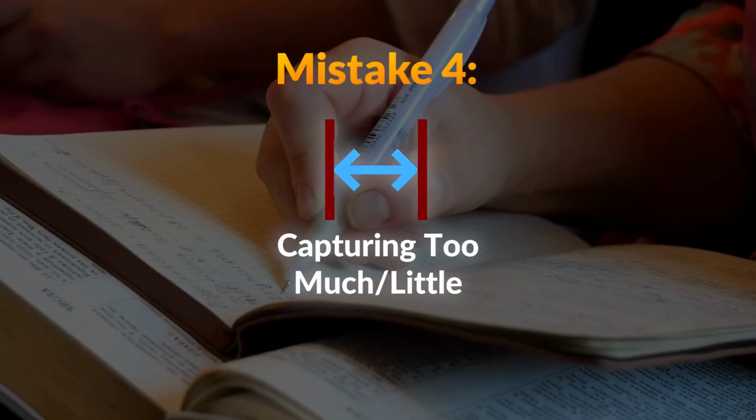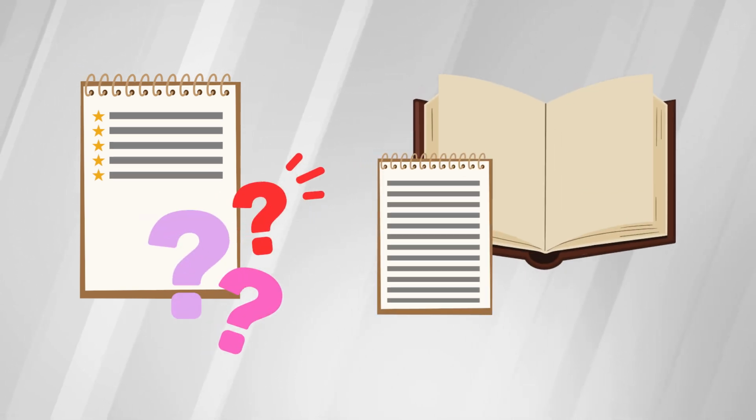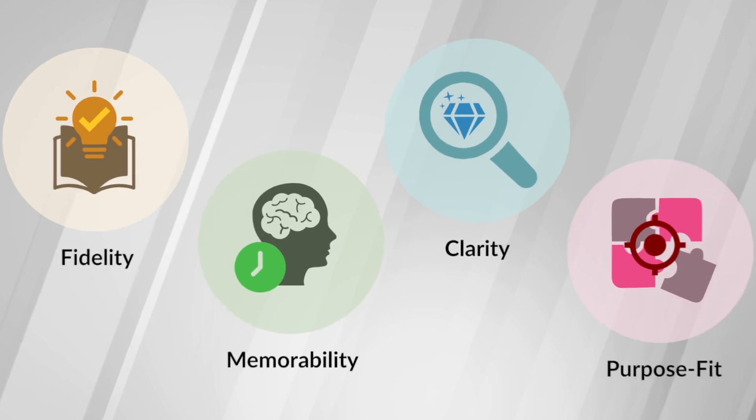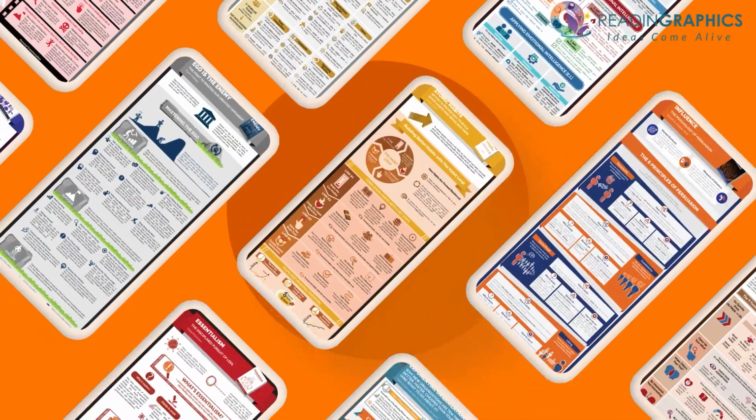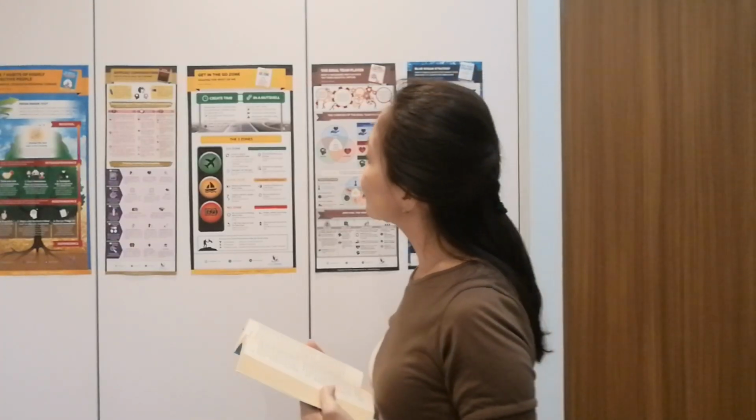Let's move on to mistake number 4, summarizing too much or too little. Some people shrink an entire book into 5 vague points. Others copy half the chapters word for word. Either can happen when you don't have clear filters to decide what to keep and what to cut. So what have we learned after 10 years of refining our book summary process? We now use 3 levels of detail to review every summary at Reading Graphics.